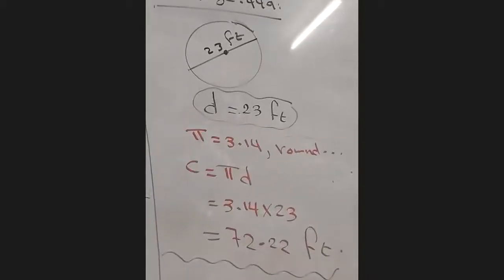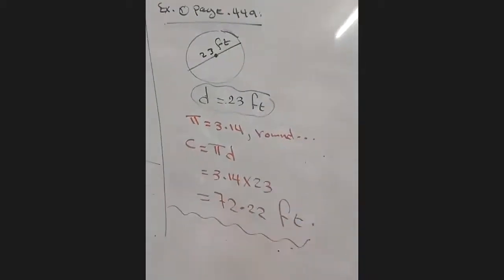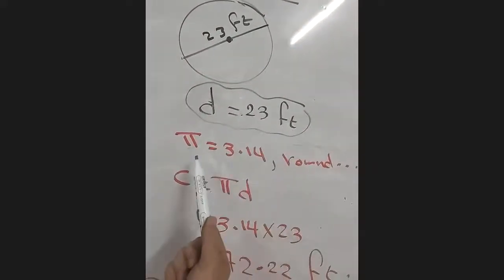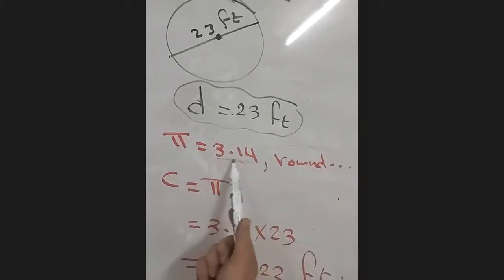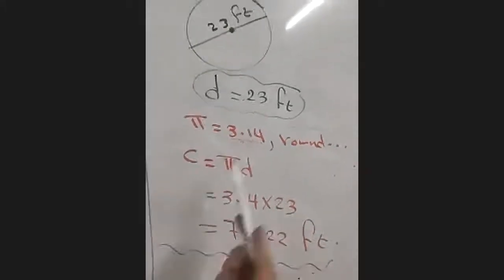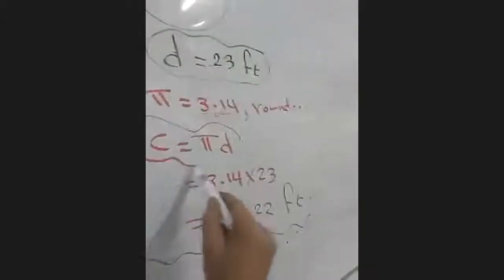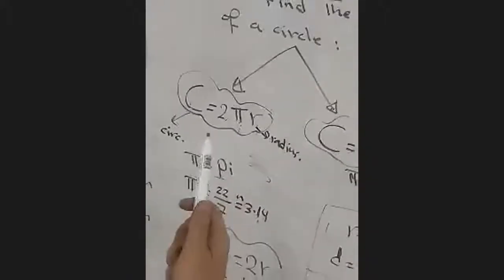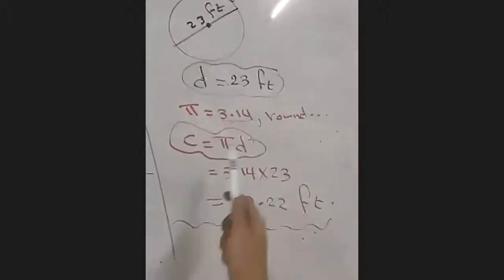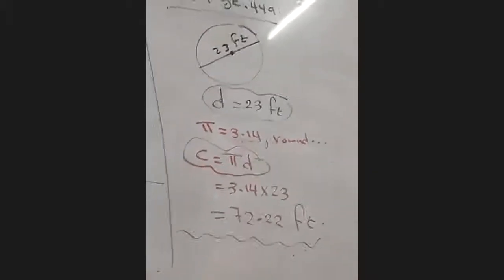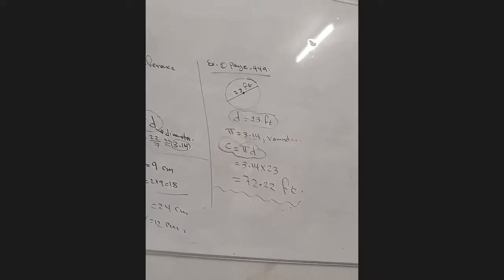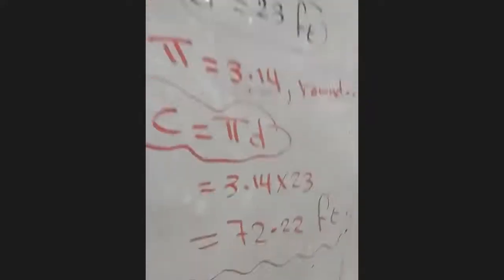72.22 feet. This is how we did example 1, guys. The question gave me the diameter and wanted me to use pi as 3.14, and we use this formula because the given is the diameter. So I didn't use C equals 2 pi r. I used the second formula, replaced the values, multiplied, and found my answer. This is how we find the circumference if the diameter is given. I will stop here at this example today, and tomorrow, inshallah, we'll continue and finish this lesson together.